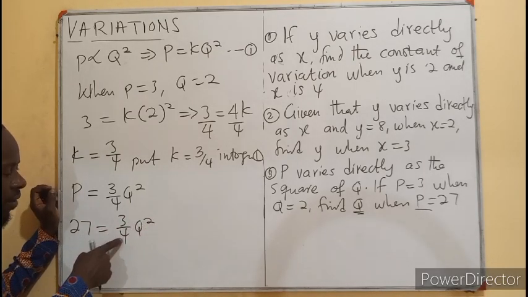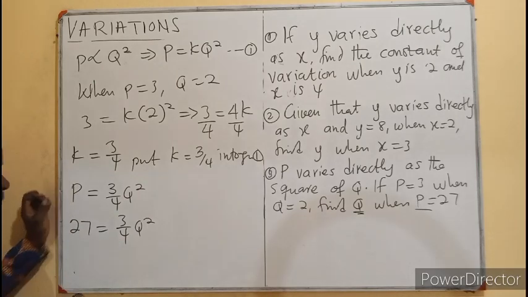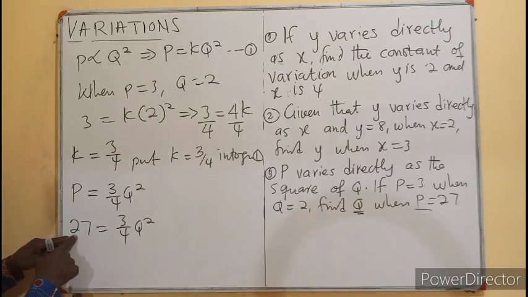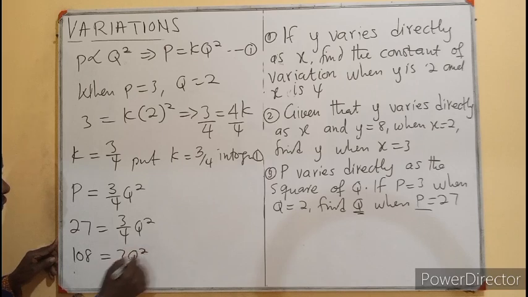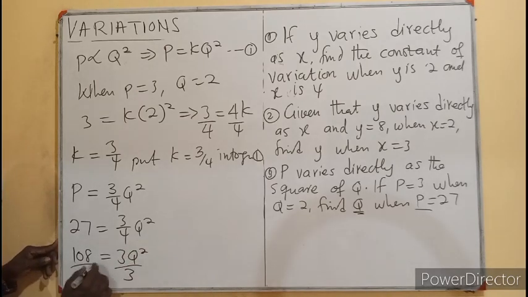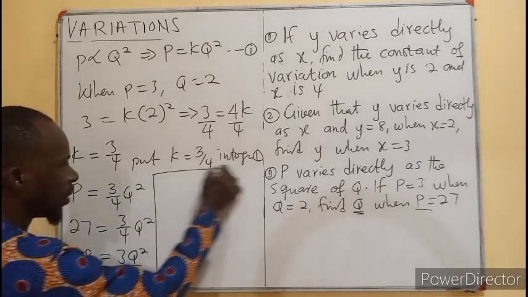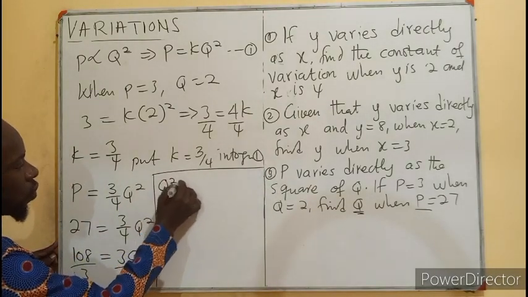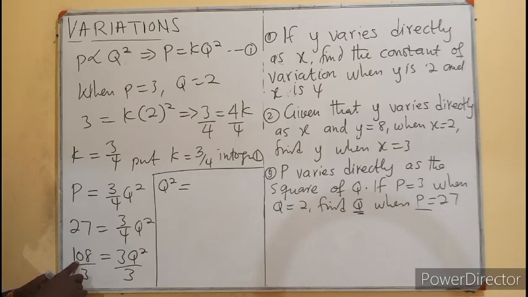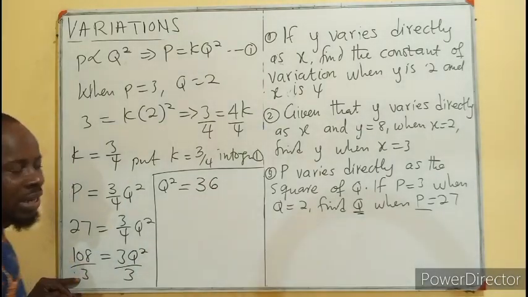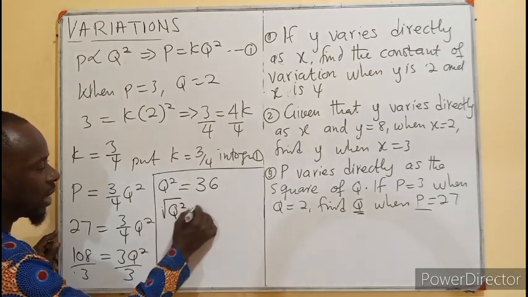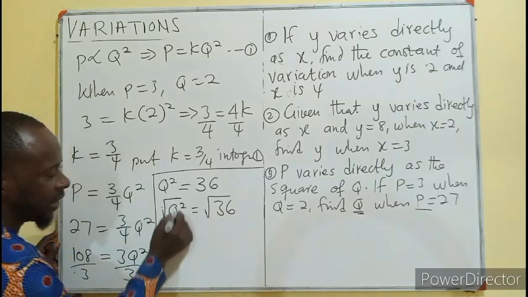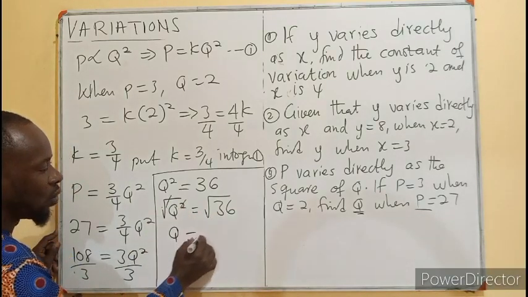This is an equation that involves a fraction. So multiply through by what? By 4. So 4 times this will give us 108 equals to 3Q squared. We know we are going to divide by 3 by 3. So in this vein, we can have our Q squared equals to 36. We are looking for Q, not Q squared. So we have the square root of Q squared equals to the square root of 36. This will cancel this. Q will be equals to 6.